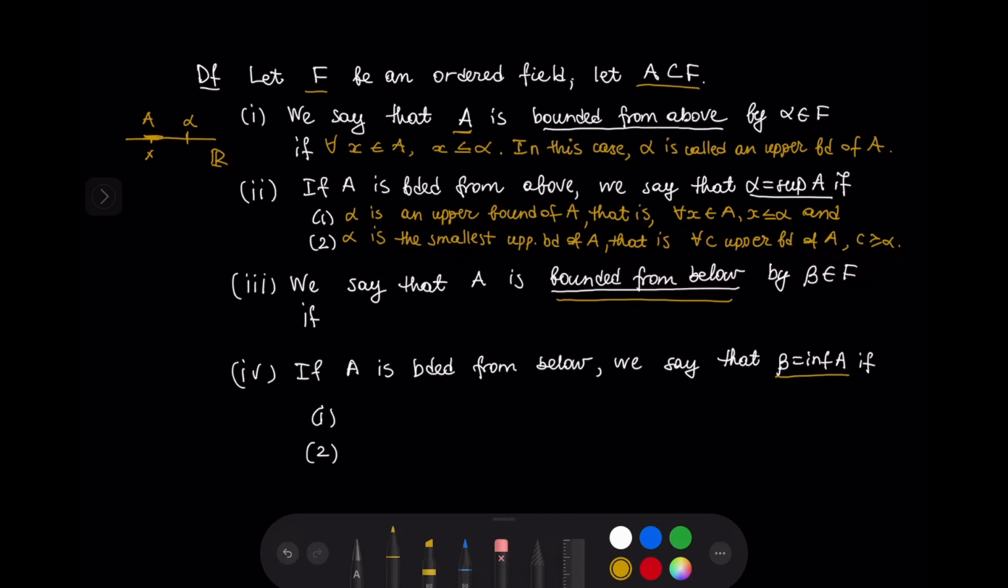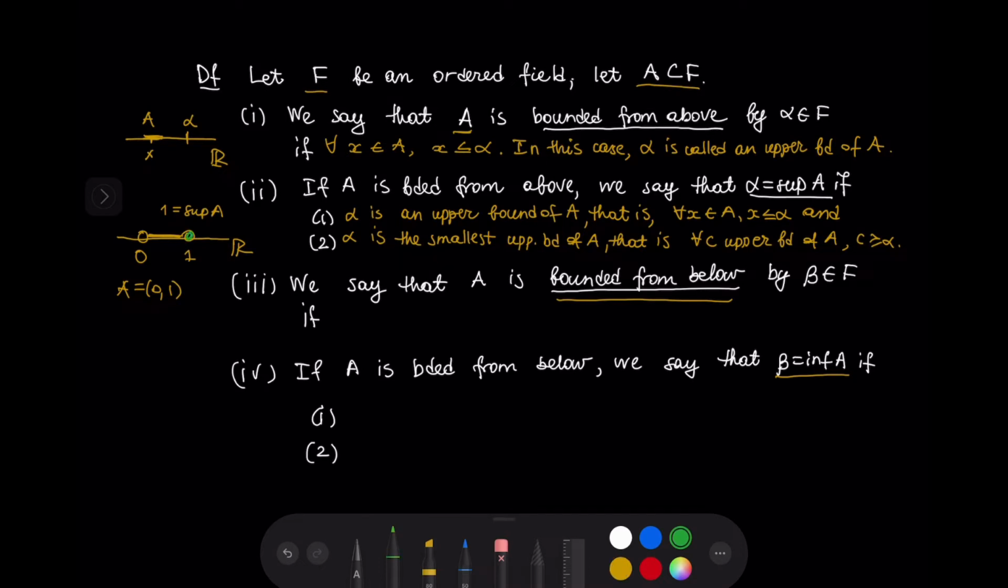So again, how does it look for the set of real numbers? If I have an interval between 0 and 1, so if A is the interval from 0 to 1, not including 0, not including 1, then 1 is the supremum of A. And why is that? Because, first of all, 1 is an upper bound of the set A, right?